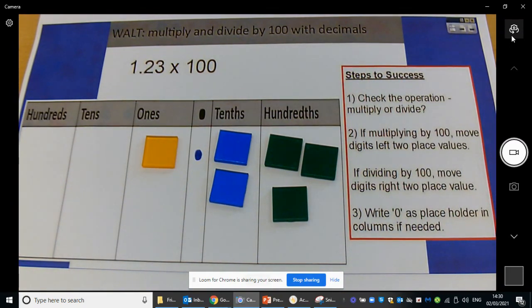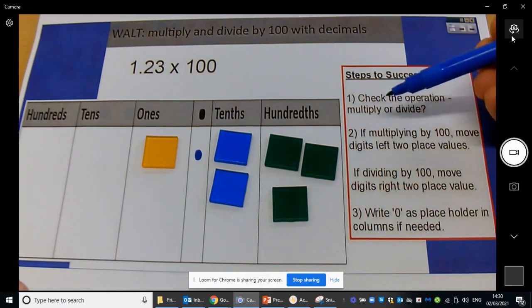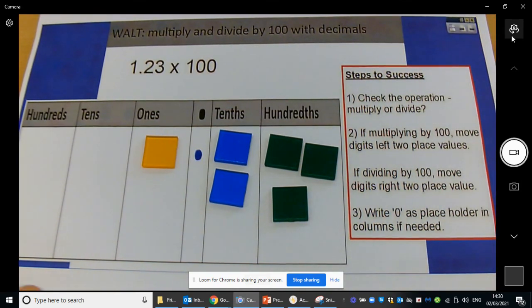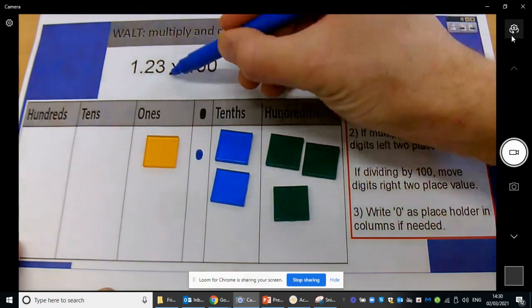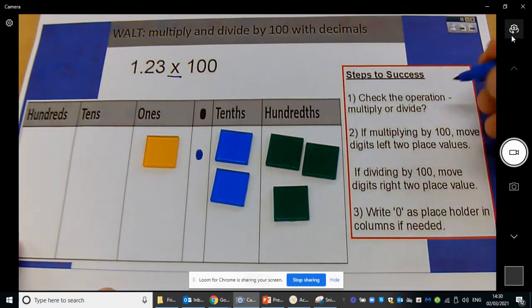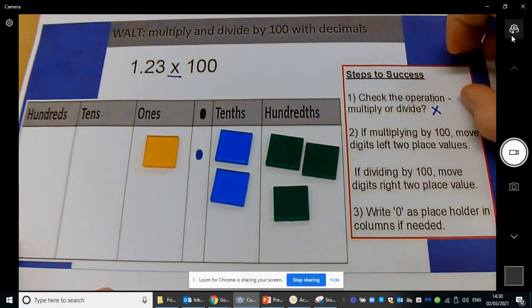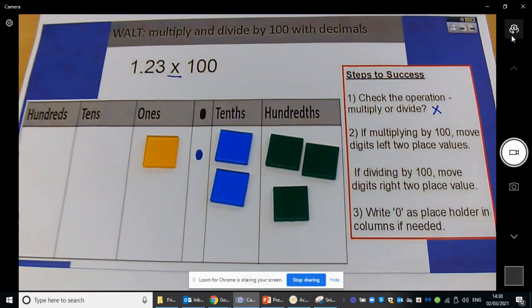So when we're multiplying by 100, our first step is exactly the same as if we're multiplying by 10. Check the operation. Are we going to be multiplying or are we going to be dividing? Well, nice and clear, we are going to be multiplying by 100. So just make note of that. It's a really important first step.